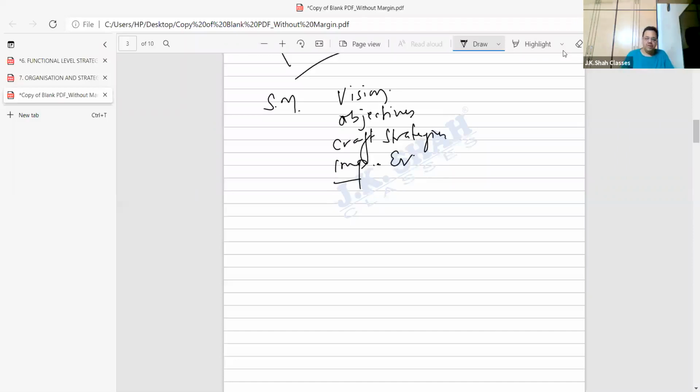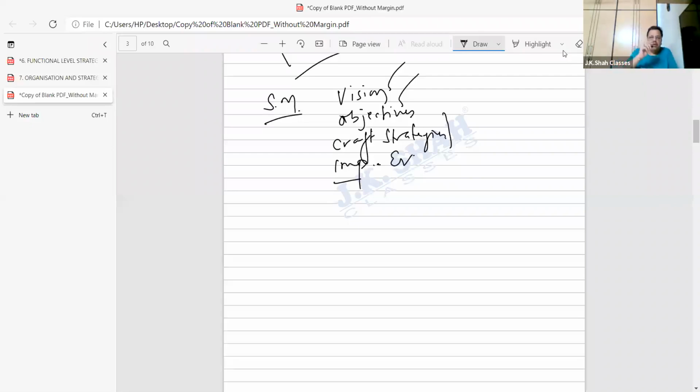Because see, vision and process were chapters number 1 and 2, objectives were chapter number 3, and chapters number 4, 5, 6 were crafting of strategies. Chapter number 7 is implementation of strategies. So today we are going to study this part, implementation of strategies. Now, how do I introduce this topic? Please understand.